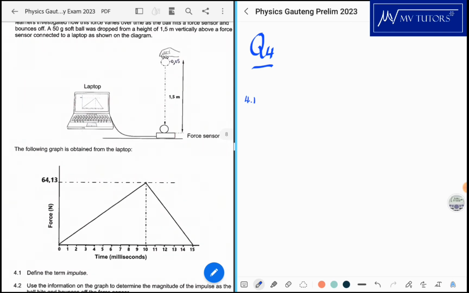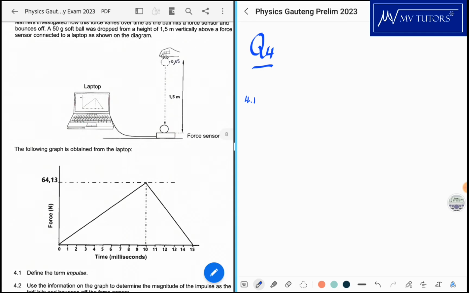It says, define the term impulse. Please do not be tempted here to write that it is the change in momentum. It's not acceptable. So impulse is the product of the net force acting on an object and the time that the net force acts on the object. The time it acts is very important, and also the magnitude of that force, and you're just going to multiply those two.